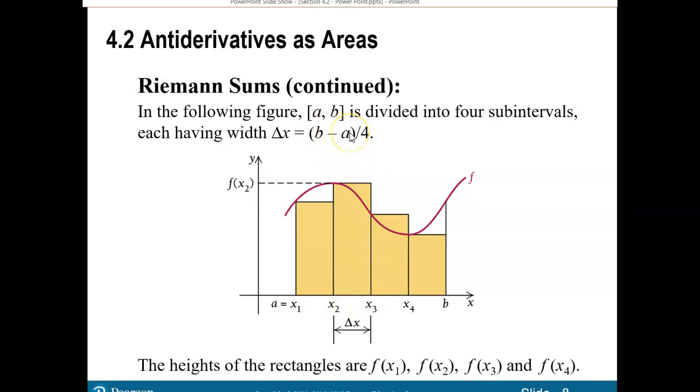So B minus A is the entire width. And then if I'm dividing it into 4 pieces, dividing by 4 gives me how wide one of those little subintervals is. Then the heights of the rectangles shown are the function values. So if I plug x1 into f, I get the height of this first rectangle. If I plug x2 into f, that comes up here. That's the height of the second rectangle shown. If I plug x3 into f, that gives me this value. That's the height of this third rectangle. And if I plug in x4, I get the height of the last rectangle. So they've chosen to use what we call left endpoints of each of those yellow rectangles to determine their height.